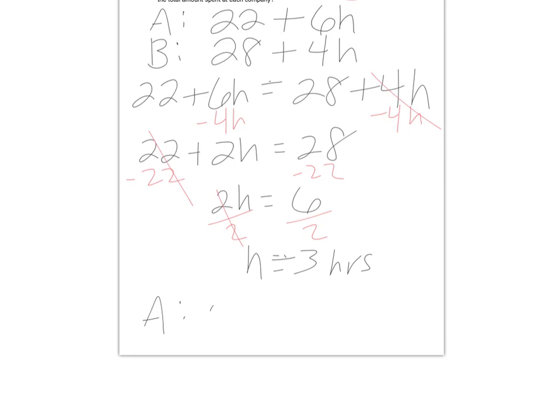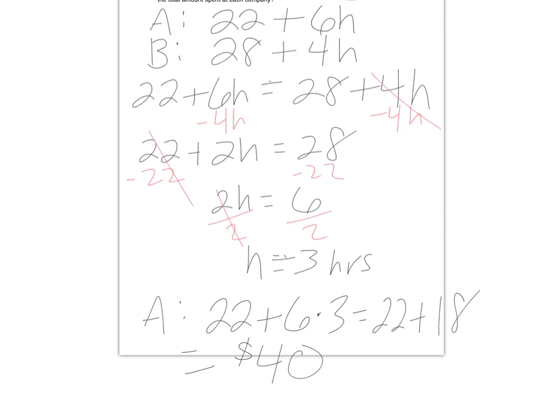So company A after 3 hours would be 22 plus 6 times 3, which is 22 plus 18, which is 40. So it costs $40 to rent the machine for 3 hours using A or B. If we had put the 3 back into company B, it also would have come out to be 40.